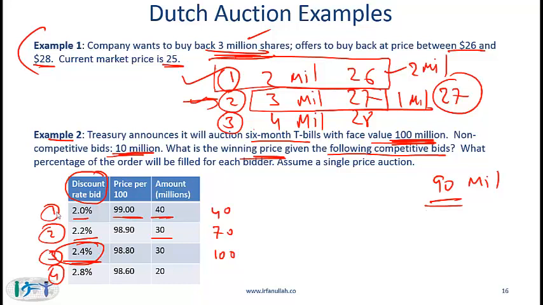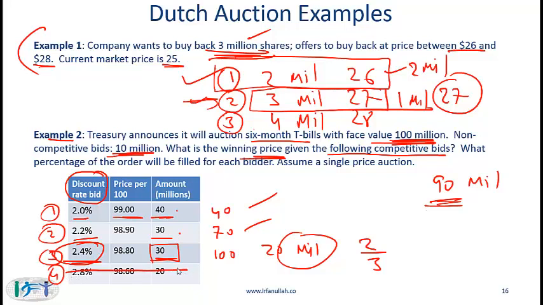Bidder 1 has the entire order filled. Bidder 2 will also have the entire order filled. But bidder 3 wanted to buy securities with a face value of 30 million, but will only be able to buy securities with a face value of 20 million, because with 20 million, that is where we get up to 90. So 40 plus 30 plus 20 will get us to 90. With bidder 3, two-thirds of the order, or 66.67%, will be filled. Bidder 4 will not get anything because he is trying to get a discount rate that is too high, and the treasury will achieve its objective when it works with the first three or the best three bidders.